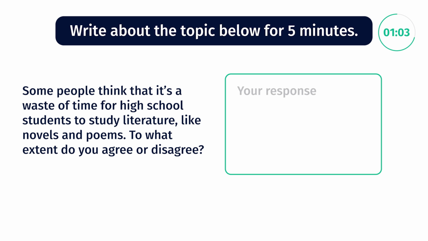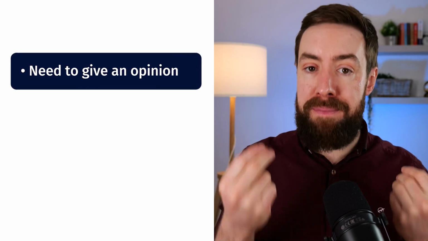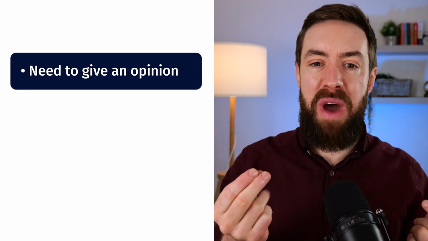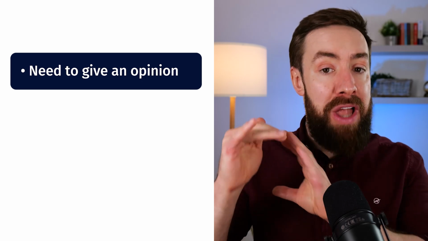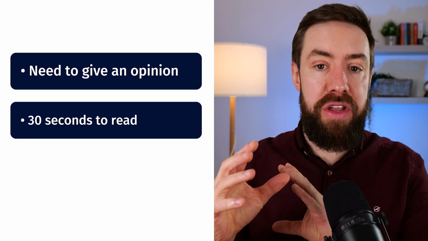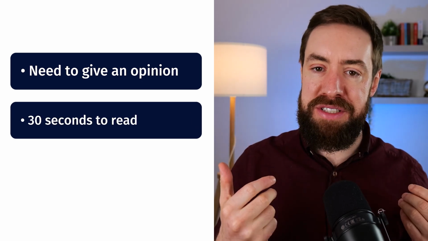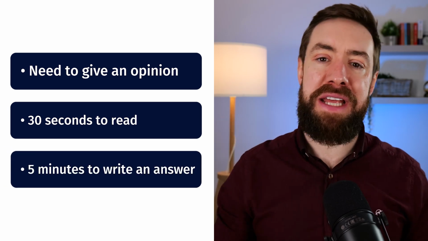Now, before we get started with those 6 tips, let's do a quick review of what the writing sample is all about. So, the writing sample gives you a prompt, that's a question, and it will look something like this. And in that question, usually you'll be asked to give your opinion about a topic where there's 2 possible arguments, 2 different sides. You'll have 30 seconds to look at the question, read it, and think about it, and then you have 5 minutes to write.